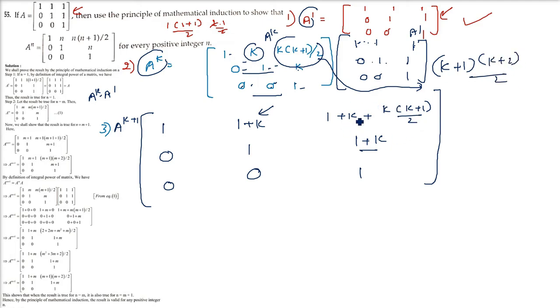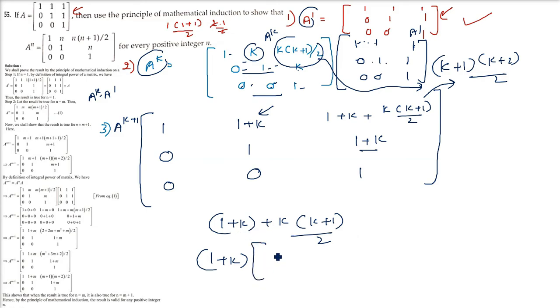If we solve this one and we get this one, we are already done. So let me solve this. 1 plus k into k plus 1 by 2. Now 1 plus k, you take common. 1 plus k by 2 will remain. So this is 1 plus k and this is 2 plus k by 2. So k plus 2 by 2. And what is this? This is what we wanted. This one is exactly similar to this one.